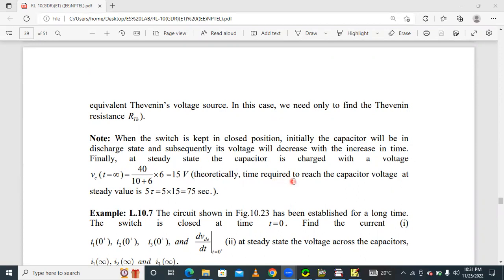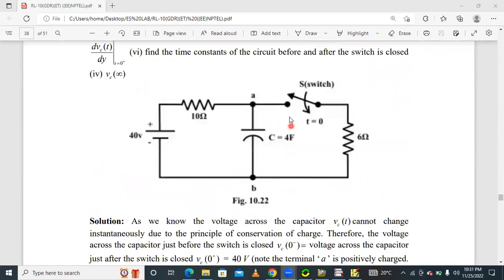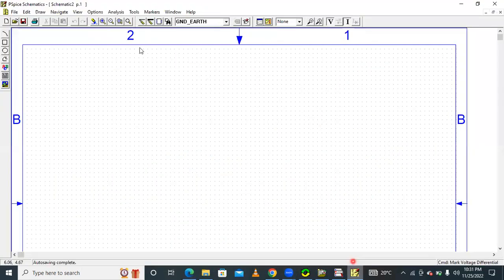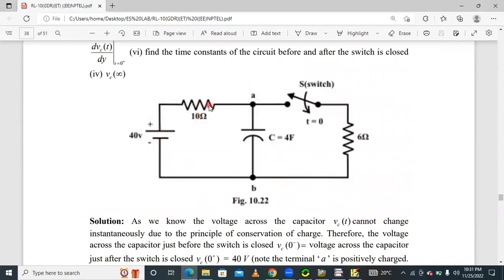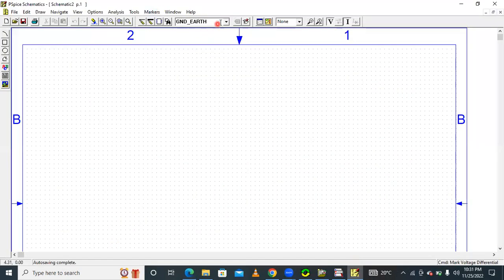Theoretically, the time required for the capacitor to reach steady state is 5 time constants, that is equal to 75 seconds. This experiment we first have to execute by using PSpice. Go to PSpice schematic, and here what is needed? One voltage source, one resistor and a capacitor. So take the element from PSpice, VDC, place it here, and similarly a resistor, place it here, and then one capacitor.